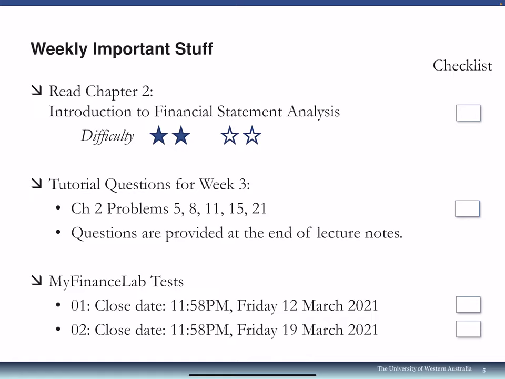All right. So weekly important stuff. This week, the recommended reading is chapter 2. You can see I have put a difficulty level here with 2 full stars and 2 empty stars. Would you like to guess what I mean? Well, the idea is that in my opinion, the material this week would be impossible if you decided to not study the lecture notes, not to attempt the tutorial questions, not to read more on Google, or not to read the textbook.